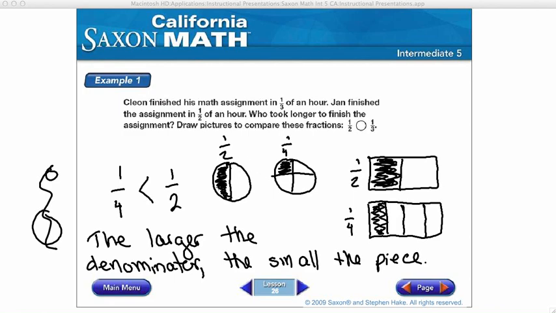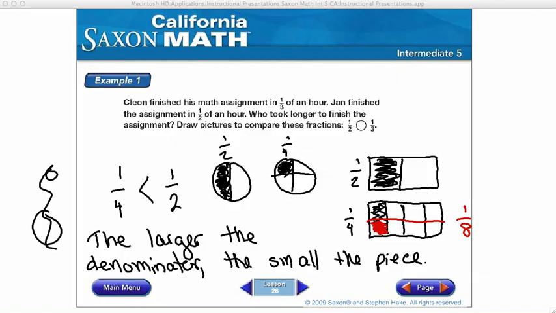Okay? Because I'm splitting this circle just into two pieces, but this I'm splitting into four pieces. So because there are four pieces, the pieces have to be smaller than if I'm only splitting it into two pieces. Okay? If I was to continue and I wanted to split this into eighths, let's say, okay, this 1/8 is going to be smaller than 1/4 because I've split that same size rectangle into 8 pieces instead of 4. So because there are more pieces, the pieces have to be smaller.